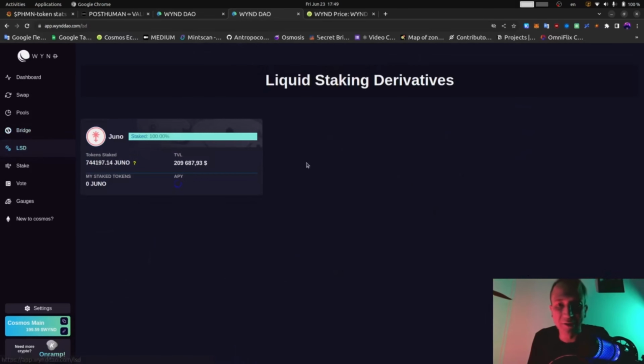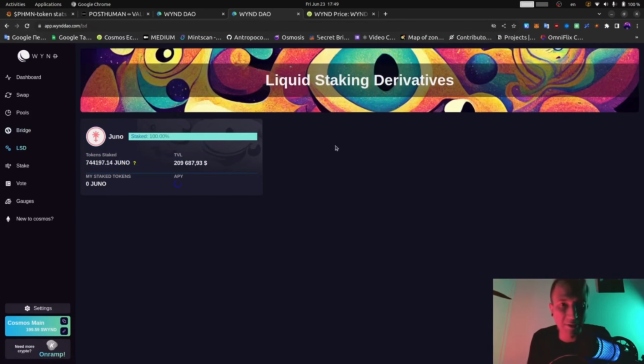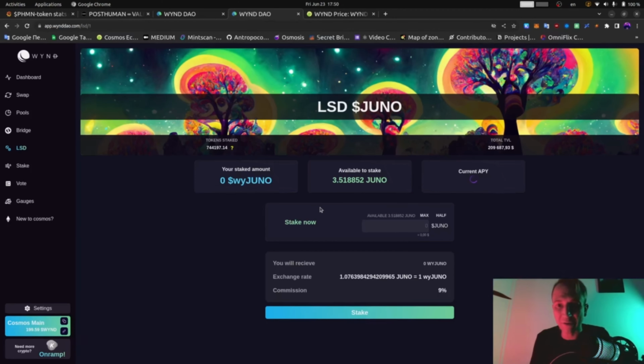It's called LSD. No, it's not about acid, it's about liquid staking derivatives. When you liberate the liquidity of your staked assets. So it means that your Juno will be delegated to the validators of the Juno network. You will get these staked tokens that will bring you reward, and you can do with these staked tokens whatever you want. For example, send them to the liquidity pool to get some APR.